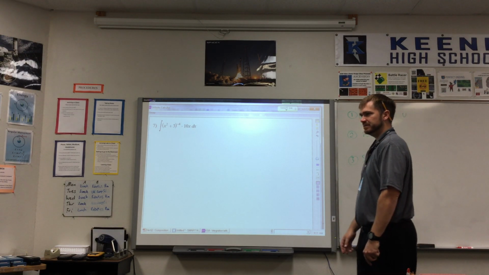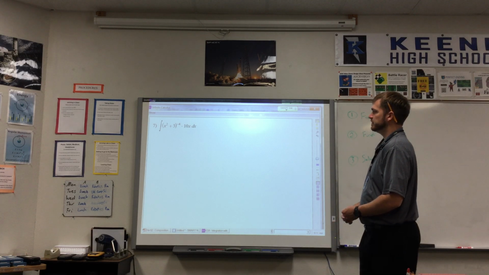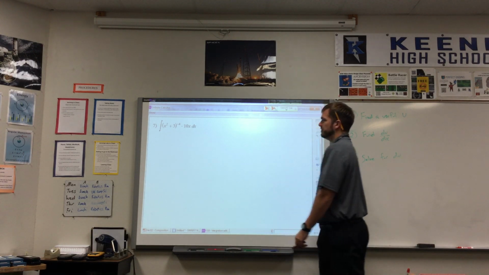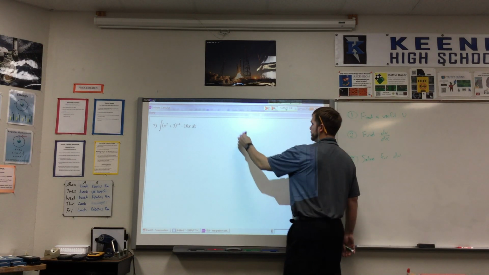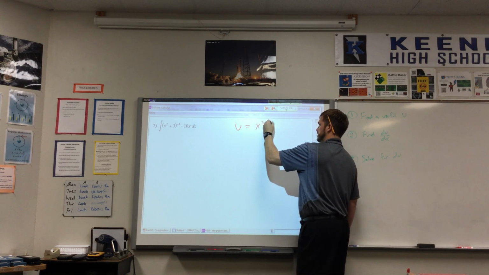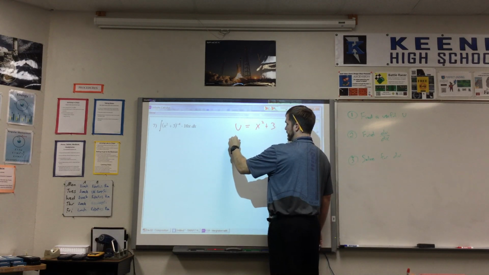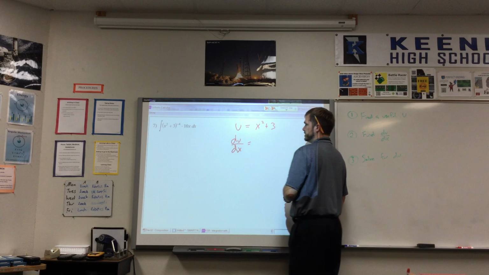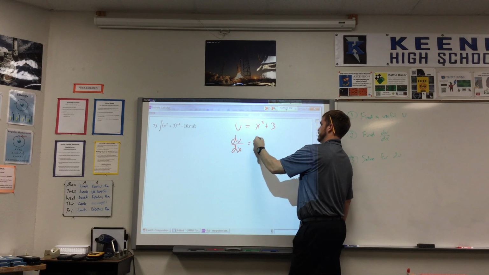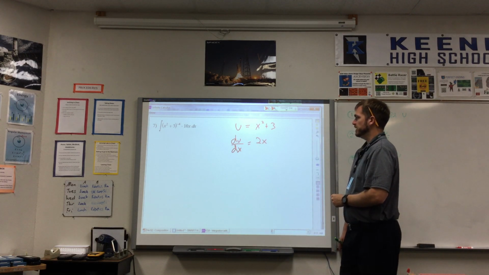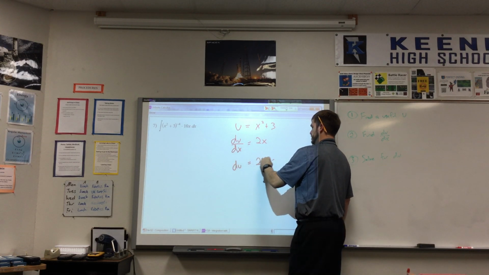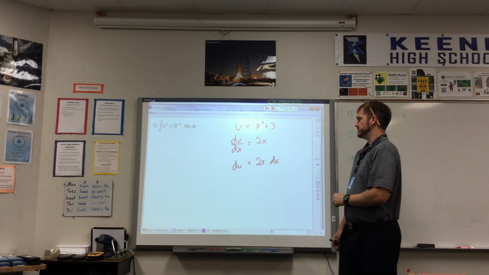Number 7 doesn't look too bad. All right, let's go ahead and apply our process here. Somebody tell me, what do you think would be a useful u in this situation? X squared plus 3. Next up, du over dx. Du over dx equals, call it out to me here. 2x. Then solve for du. So du equals 2x dx.